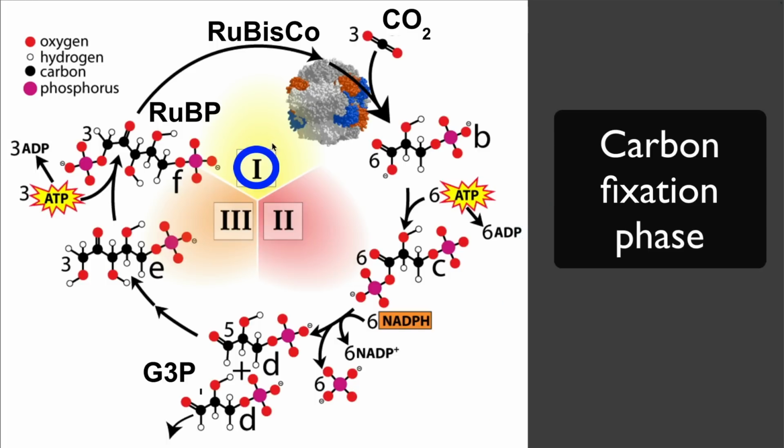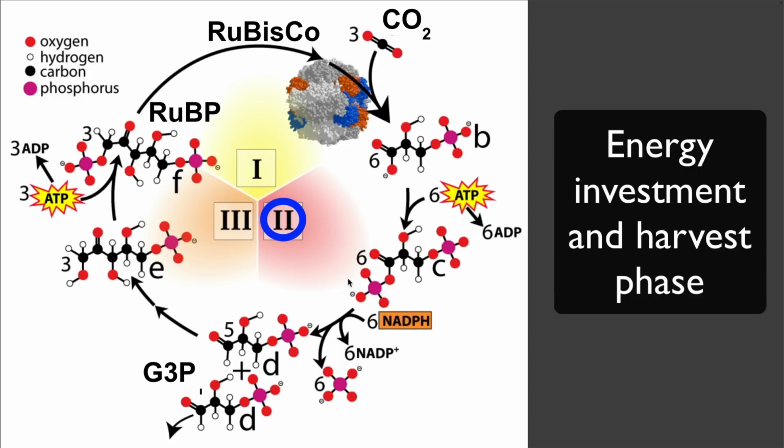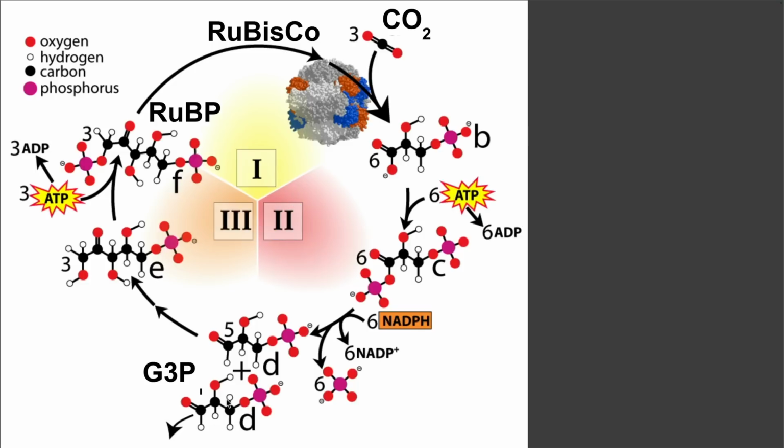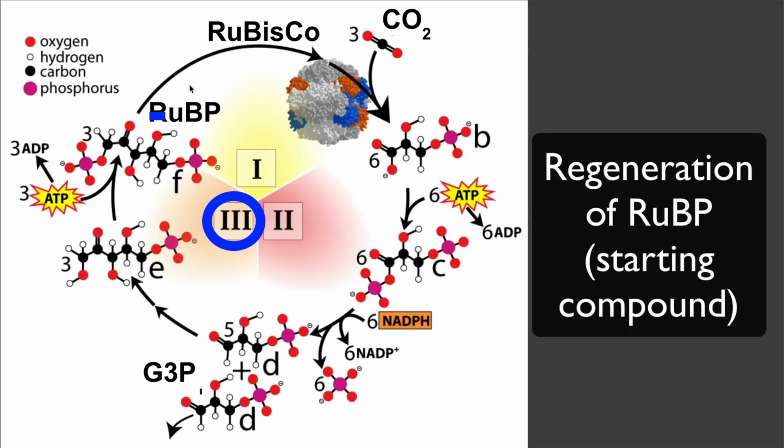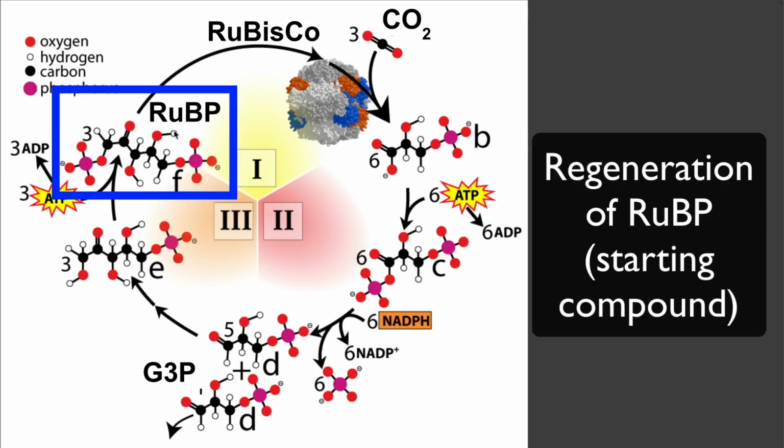And the first phase is called the carbon fixation phase. Carbon dioxide gas is brought essentially into the biosphere. That is followed by the energy investment and harvest phase, where matter is actually pulled out, and that matter becomes part of the plant and ultimately part of you. And then finally, there's the regeneration of the starting compound. This is a cyclical reaction. This compound, RUBP, ribulose bisphosphate, is at the end and it's at the start. Now we'll go into each phase.